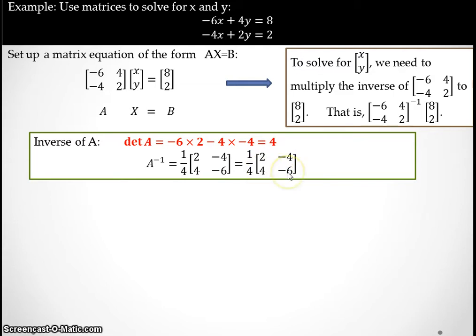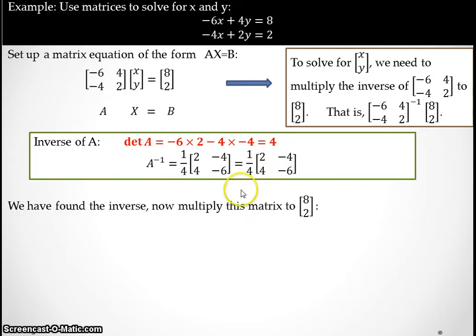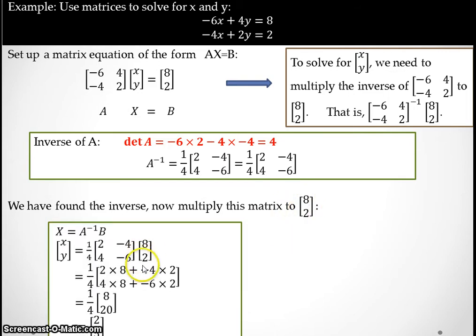After that, you multiply this inverse by the matrix 8, 2, using matrix multiplication, so you go across the first row and down the column. So 2 times 8 plus negative 4 times 2 will give you the first element, and then 4 times 8 plus negative 6 times 2 will give you the second element, and you're still multiplying it by the 1/4. So 1/4 of 8 and 1/4 of 20 ends up giving you 2 and 5. Therefore we say that x is equal to 2 and y is equal to 5.